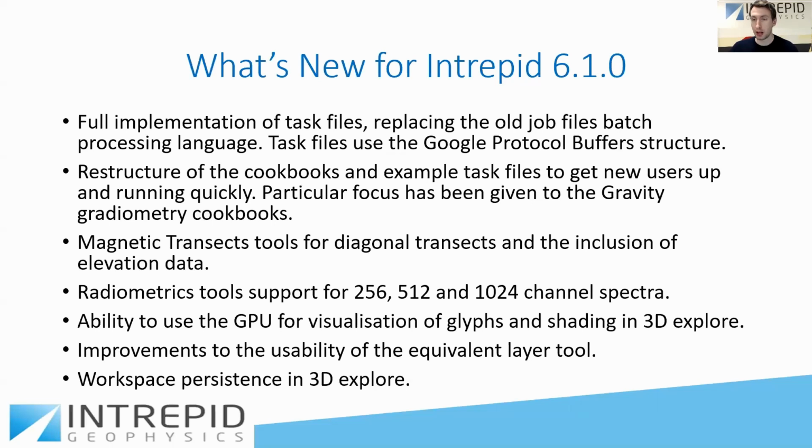The cookbooks and example task files have been completely restructured, predominantly to get new users up and running more quickly. It's now set out into various geophysics disciplines. So if you want magnetics, all the magnetics cookbooks are together, radiometrics is all together, and set out in a logical kind of workflow.